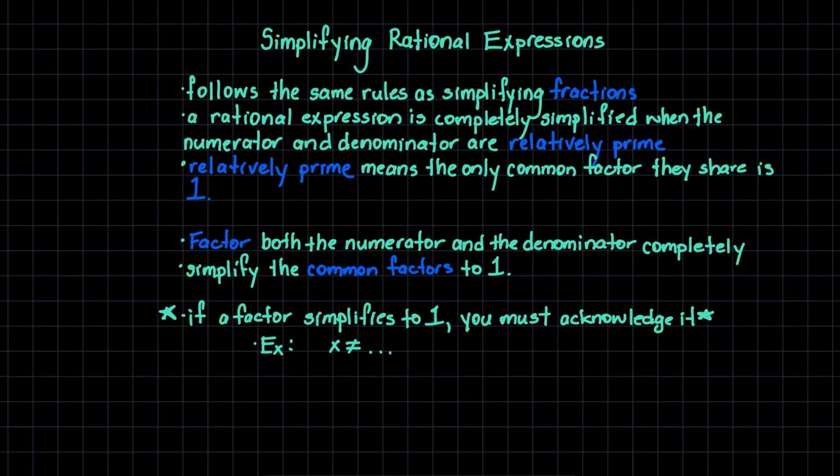The steps are exactly the same as simplifying fractions. Factor both the numerator and the denominator completely. Simplify the common factors to 1. The one difference: if a factor simplifies to 1, you must acknowledge it, and we'll do that by saying x cannot equal this number, and more on that once we get to the actual examples. But keep in mind, anytime something simplifies to 1, it needs to be acknowledged.